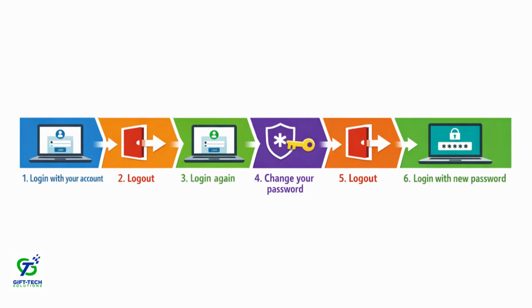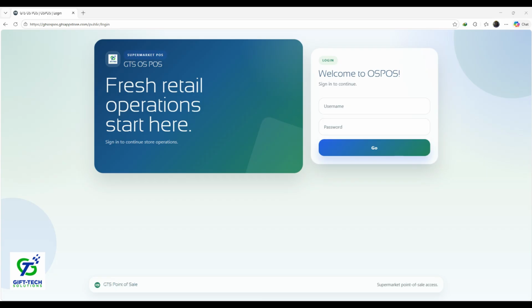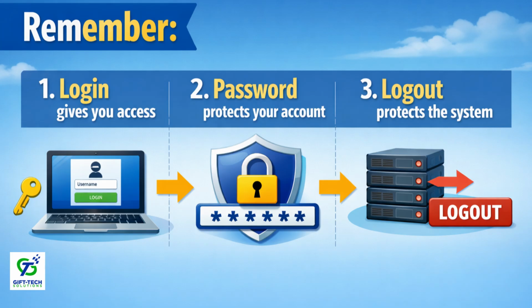So we've learned to log in to your account, log out, log in again, change your password, and then log out. If everything works correctly, login should succeed, the password should be updated, and the new password should work. Logout should return you to the login screen. Remember, login gives you access, password protects your account, and logout protects the system. So these are three different things that you should remember.